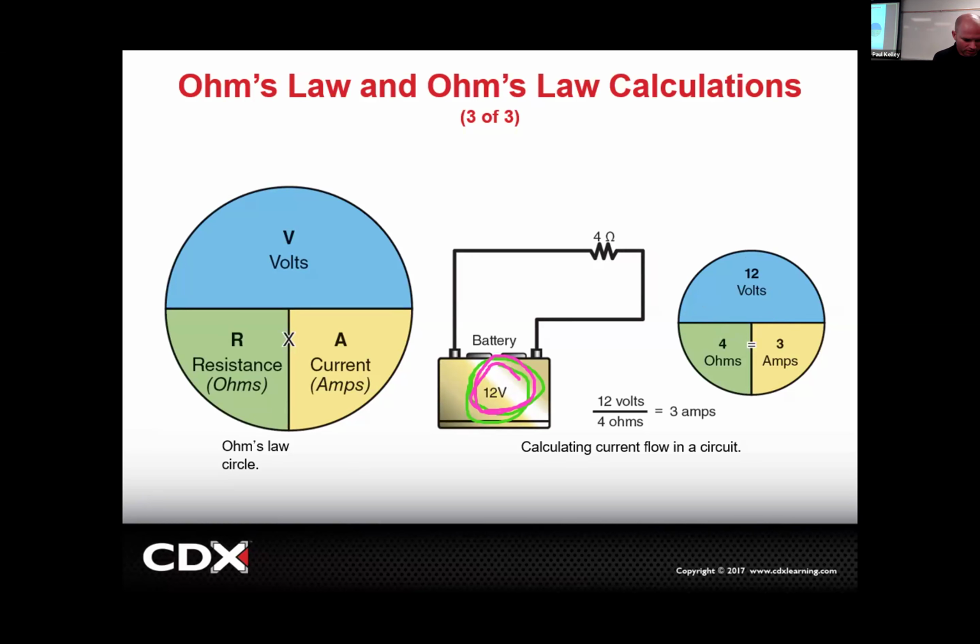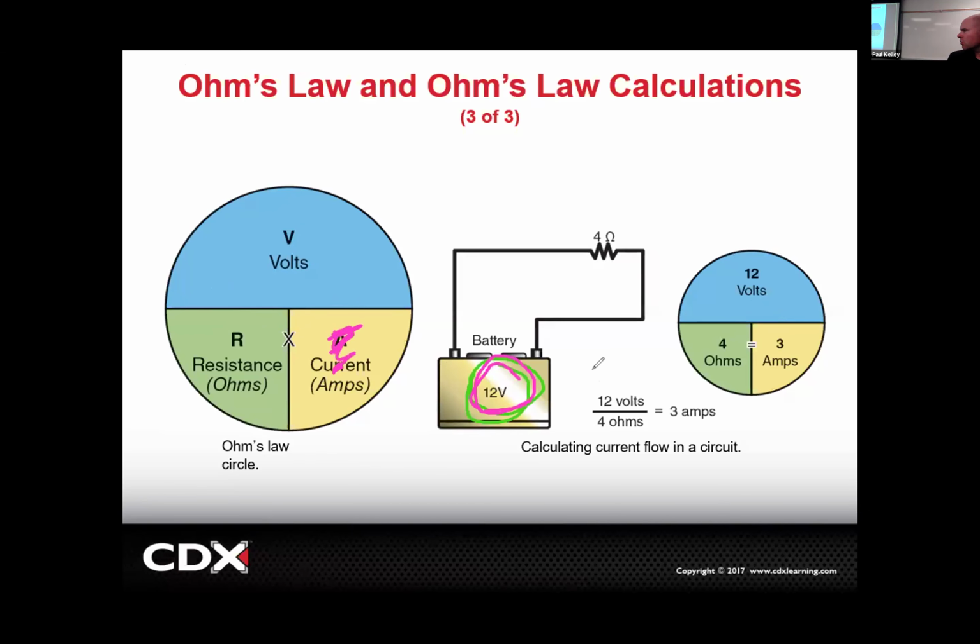All right, so if we're to do this, we know the 12, right? So we know the V, we know the R. So what don't we know? We'd actually just cover up the A because we don't know that. And what do you have left? V over R. So that gives us our formula.